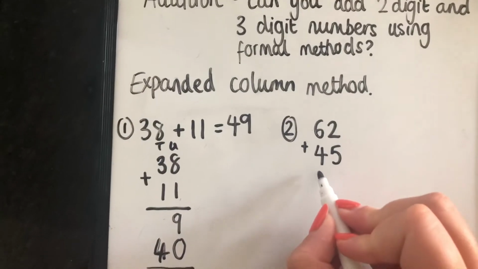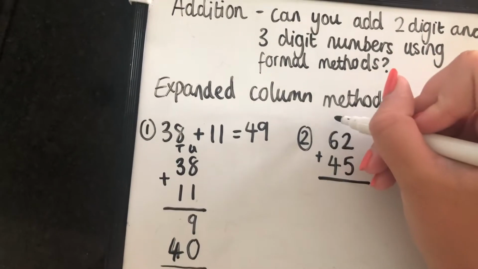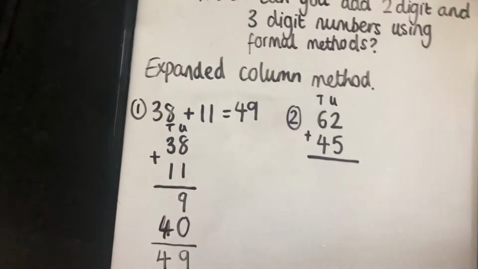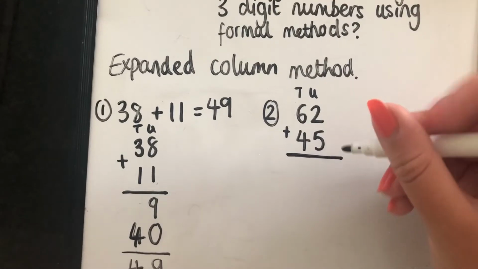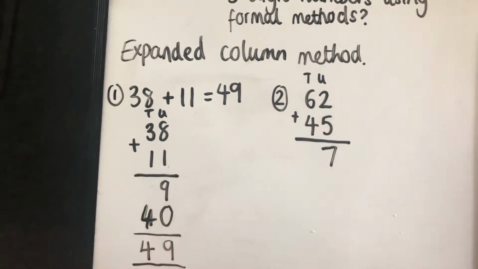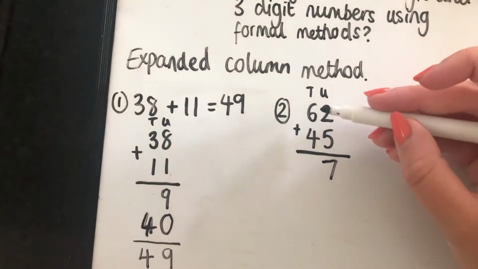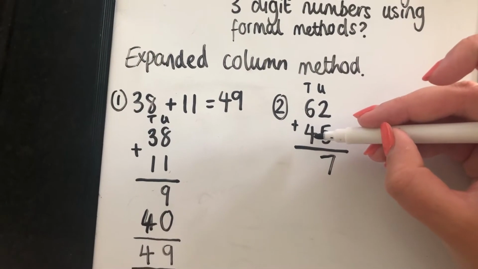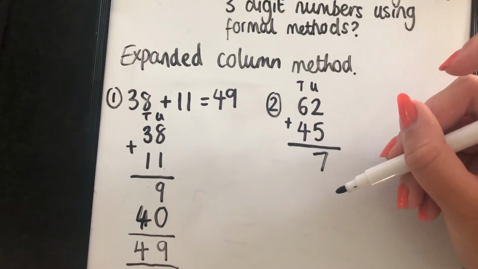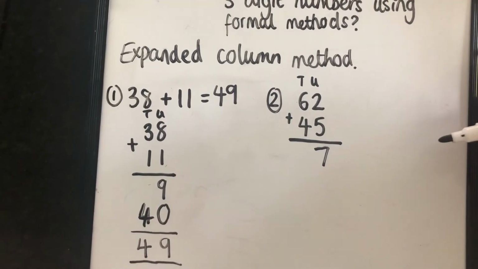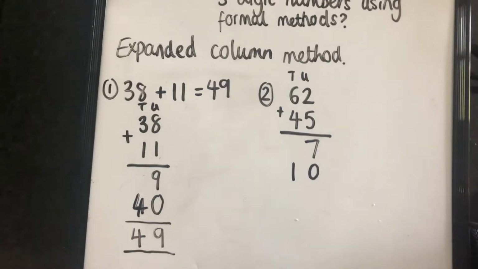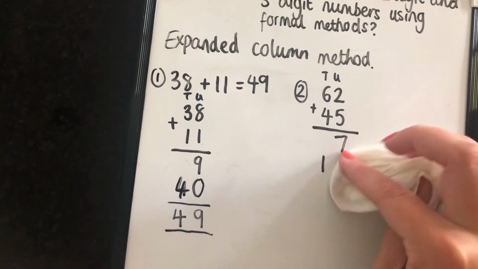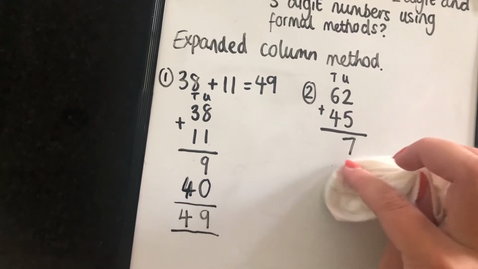Okay, so again we're going to put a line underneath. Remember these are tens and these are our units. What's 5 add 2? 5 add 2 is 7. Okay, now we've got our tens. 6 tens add 4 tens. How many tens have we got? Well, we've got 10 tens. But would this be right if I wrote 10? Not 1 ten. We've got 10 tens. We've not got 1 ten.